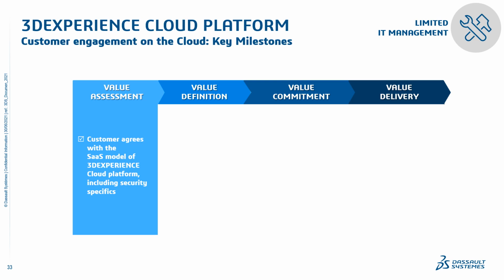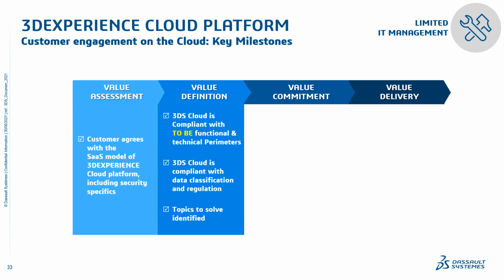With the SaaS offer, Dassault Systèmes is taking responsibility for all components, delivery and operation. To get further on the cloud, the customer strategy must agree with this model at this stage. During the value definition, targeted IAC and IPA must be identified. IPEs must be cloud compliant. We analyze the constraints to comply with data classification, cybersecurity, and regulation, and document to feed customers' risk analysis.